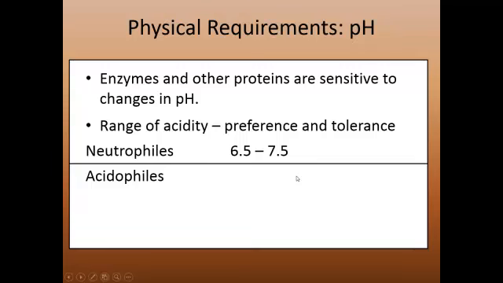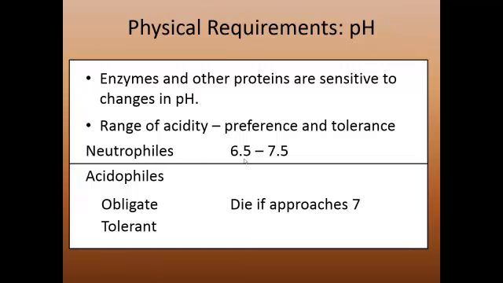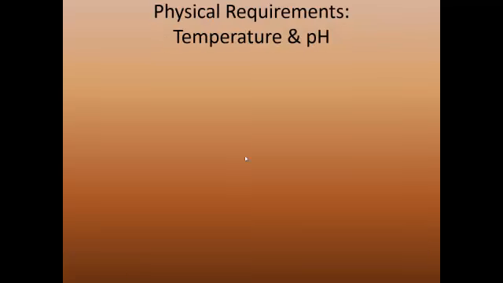Acidophiles are far more common. These are organisms that prefer a pH of about 6 or lower. Now you have obligate acidophiles, and those are organisms that die if the pH approaches 7, so you have to keep them in a low pH. Then there are tolerant acidophiles. In other words, they can survive a low pH, but they really prefer a neutral pH. So they are tolerant to low pHs, but grow faster in a neutral pH. Sometimes we can combine these categories.